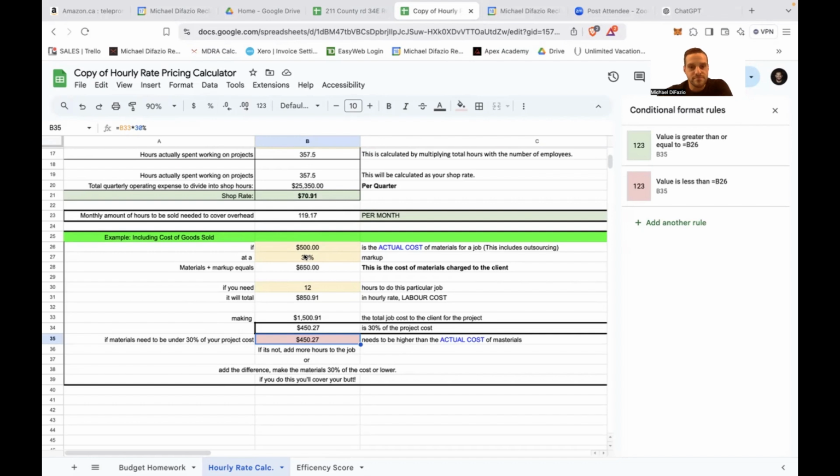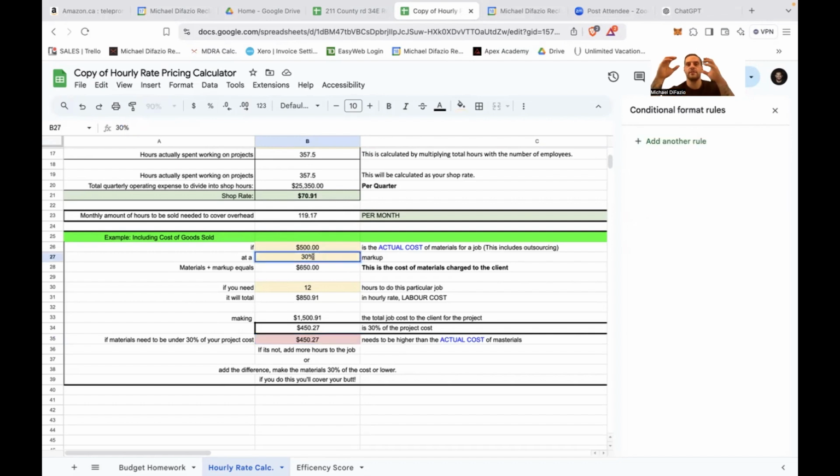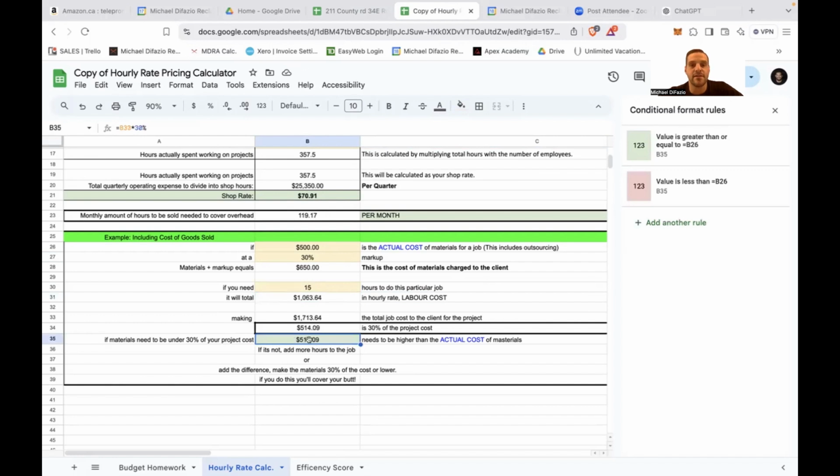Okay. So a couple ways you can do this. If 30% is lower than the actual material cost, the $500 is the actual material cost. If it's lower, if 30% is lower, you have to bump it up. So you can add a higher markup. My favorite thing is to just add hours to the job. So if I need 12 hours to do this project, I'm going to call it 15 hours to do this project. And it turned this little square green here, but it actually made the price of the 30% higher than what the actual cost is going to be.